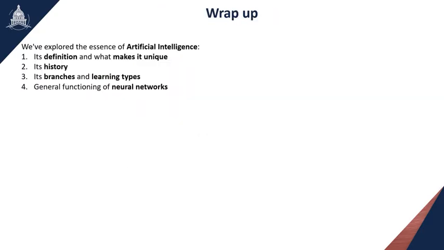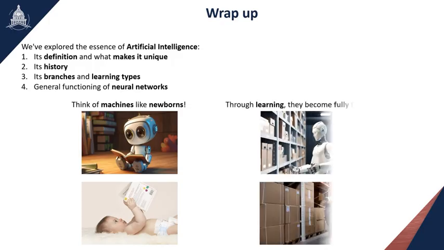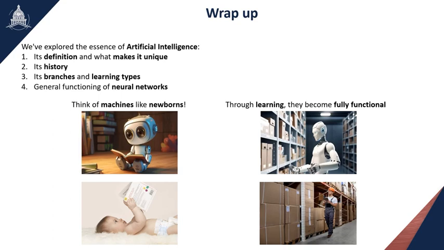In this presentation, we have explored the essence of artificial intelligence. We have seen its definition and what makes it unique from conventional programming. We have seen its history from just being a question to now being interrelated with many things we do in our daily lives. We have seen its branches and learning types. And finally, we have seen a brief functioning of neural networks. At the end, you could think of machines just like newborns. At the start, they know nothing. But with time, through data and training, they learn, adapt, and become fully functional, just as humans are.